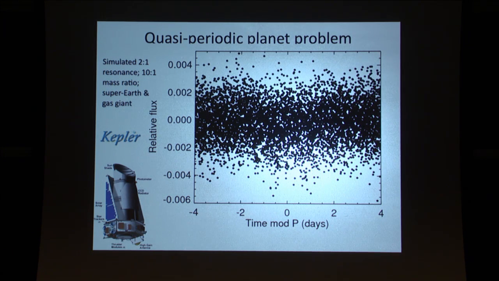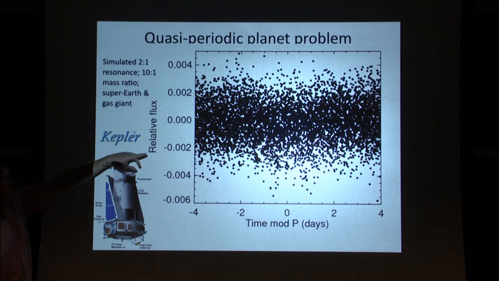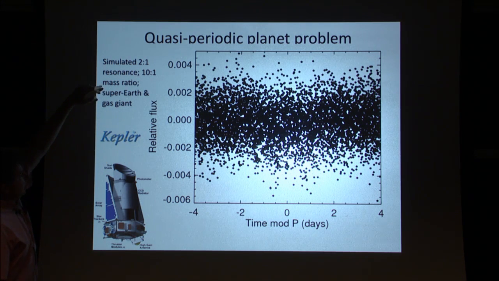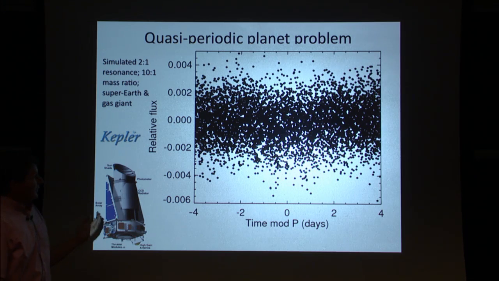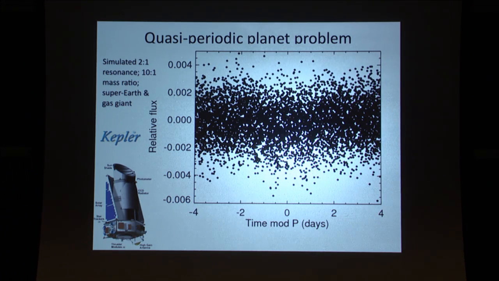And so this shows a simulation of a transiting planet. You can maybe make it out by eye. It's close to a 2-to-1 period ratio in resonance, a 10-to-1 mass ratio. This is the smaller mass planet, super Earth and gas giant sort of masses. And it's really difficult to see this planet, and if I cranked up the noise or decreased the signal a bit more, the Kepler pipeline would miss this.